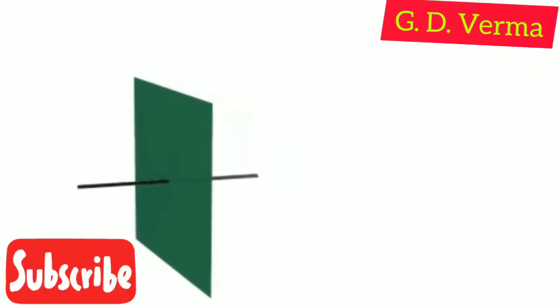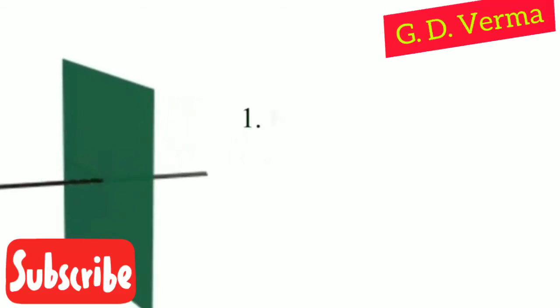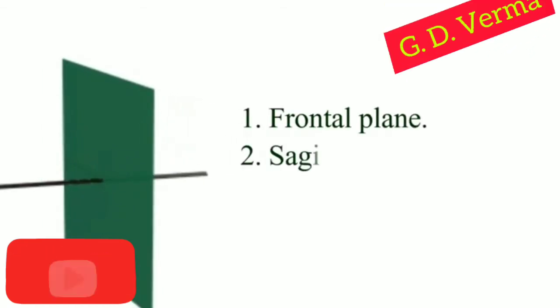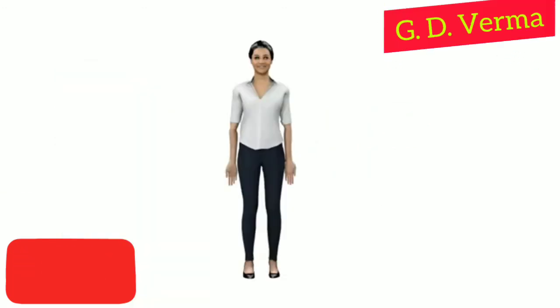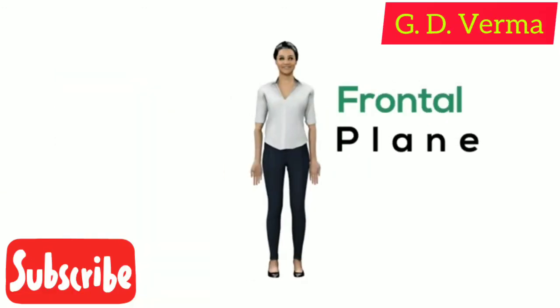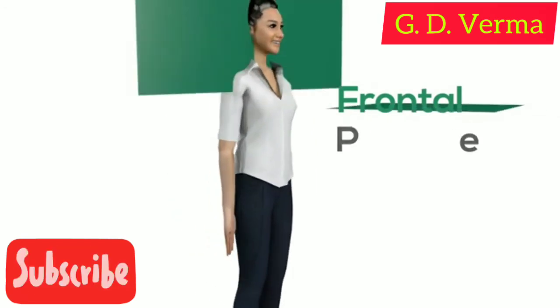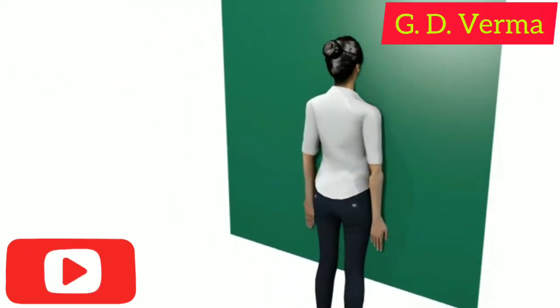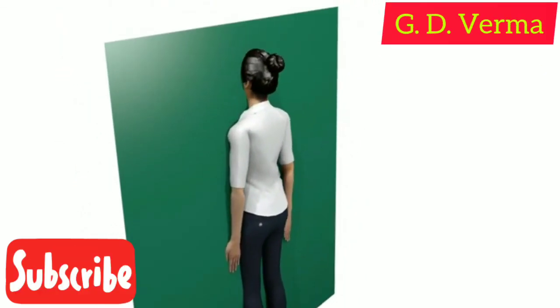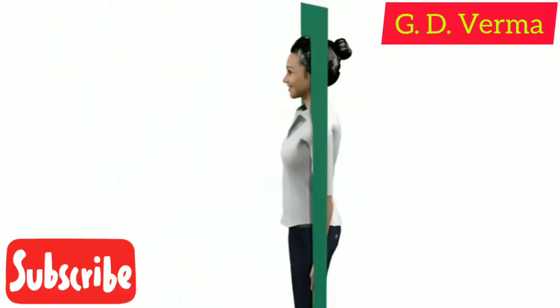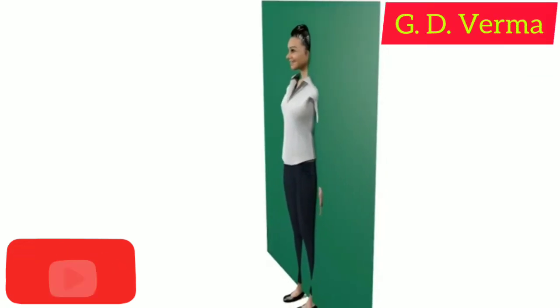There are three types of plane: frontal plane, sagittal plane and transverse plane. Let us start with frontal plane. Frontal plane remains perpendicular with the ground and it divides the body into front, that is anterior, and back, that is posterior.